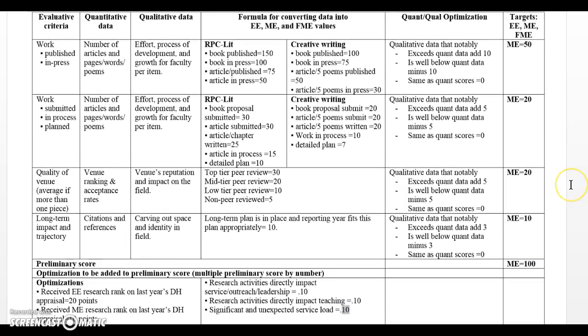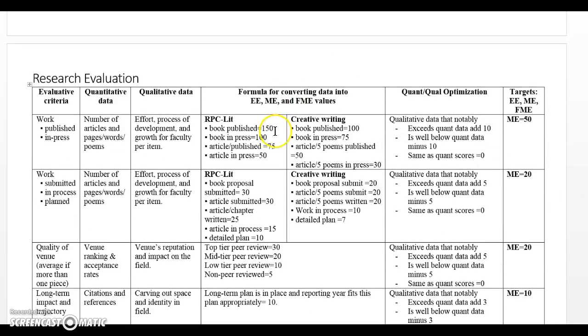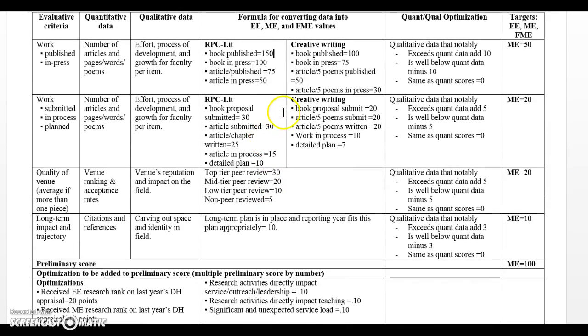So let's say that last year you got a book out, and this year you have nothing published because the book came out. But let's say you have a book proposal, your creative writing, you had 20%. And then let's say that you had 2 articles. So that gives you 60%, 60 points. And then let's say you've got an article in process. You've got 70%. You don't have any venues unless you can argue that the venue's there.